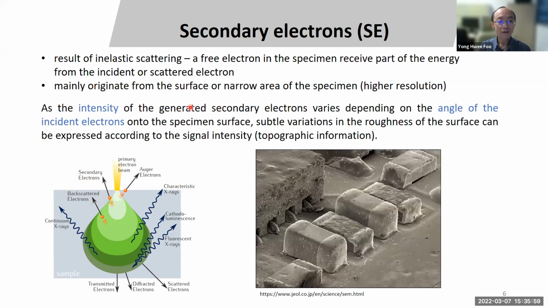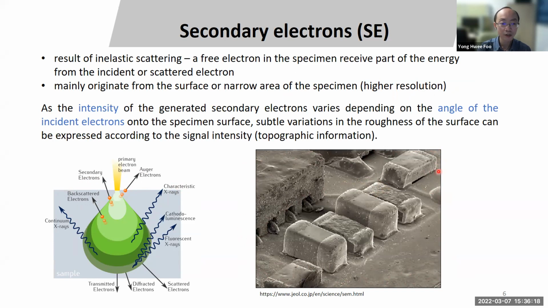The intensity of the secondary electron depends on the angle of the incident electrons onto the specimen. Therefore, you are able to look at the topographic information or the surface roughness of your specimen, as shown here in this image.